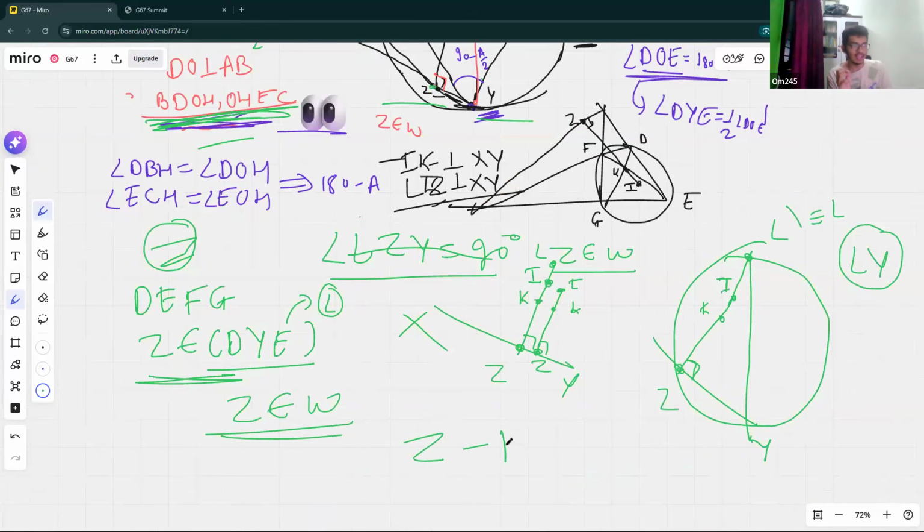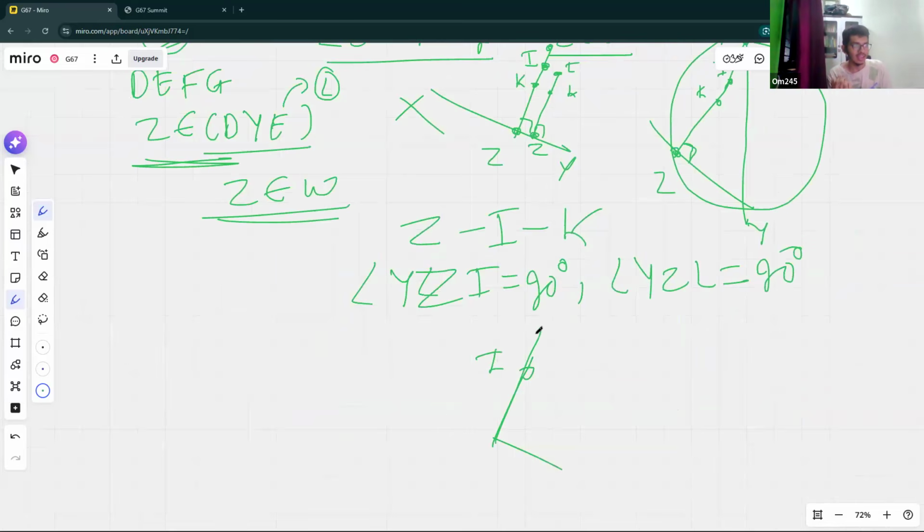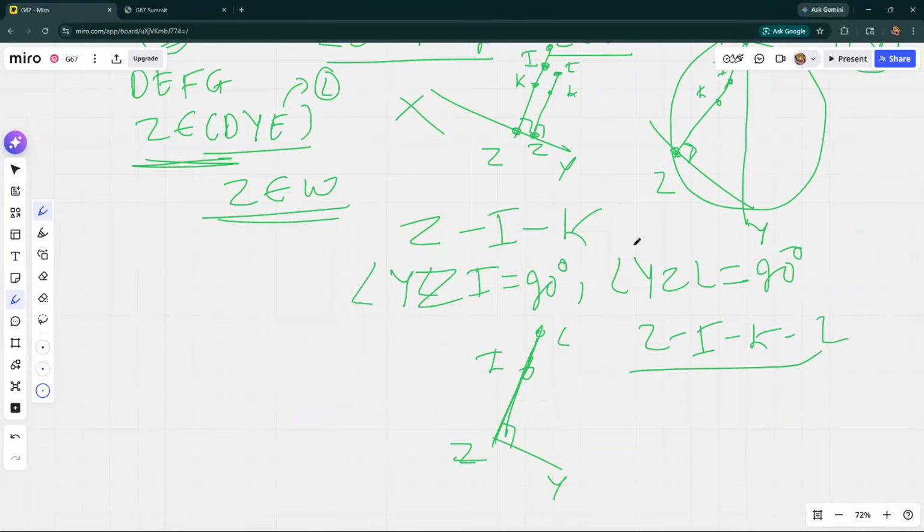Z, I, K are collinear with angle Y Z I being 90. But we also have, because L is a diameter opposite point, angle YZL has to be 90. So both I and L are perpendicular to this line, so they have to be collinear. So Z, I, K, L are collinear. Okay, yeah, makes sense.